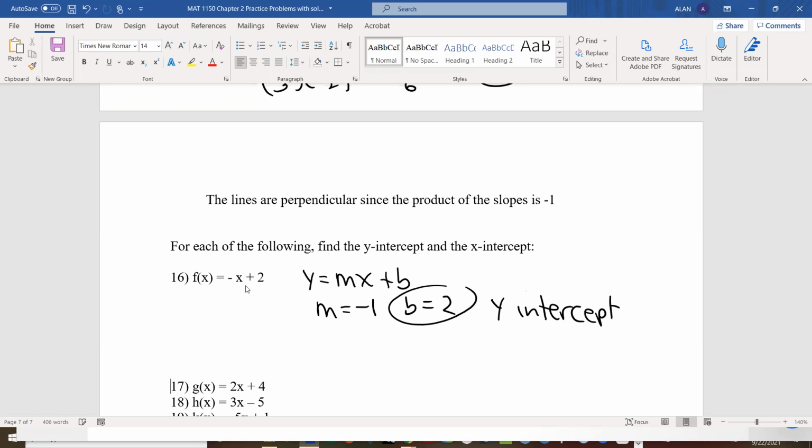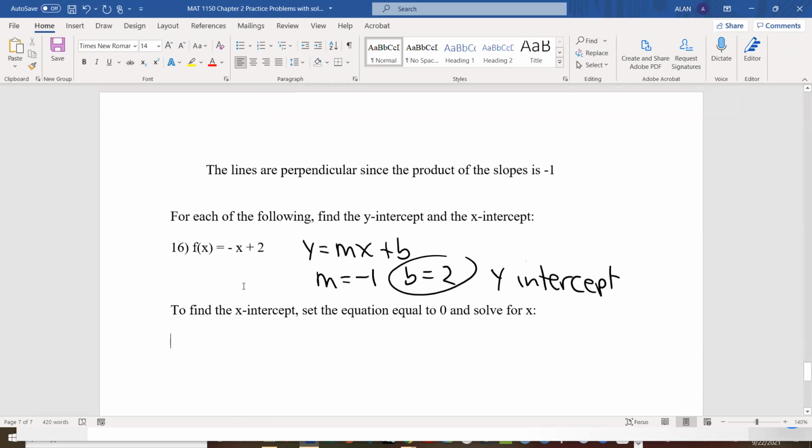The x-intercept means set this whole thing equal to 0. Okay, so in other words, to find the x-intercept, set the equation equal to 0 and solve for x. So you'll have 0 equals -x plus 2, which is the same thing as saying x equals 2. And that is your x-intercept.